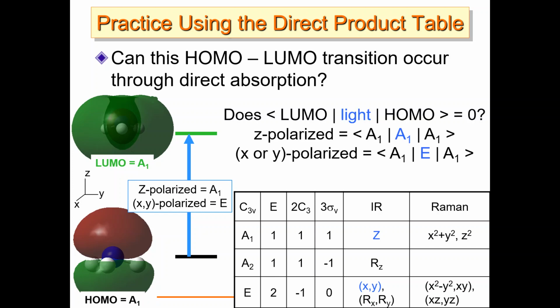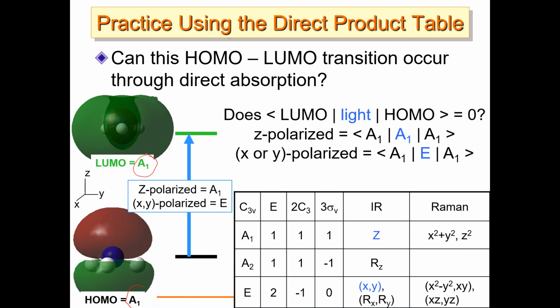So to set the problems up, we have the LUMO, the HOMO, and light in the middle. And so does this transition dipole moment integral equal 0? Here's for Z polarized light. We go to the character table and we see Z. It's A1, so we have A1 in the middle. We were given the symmetries of our HOMO and LUMO, so this was given to you here and here.